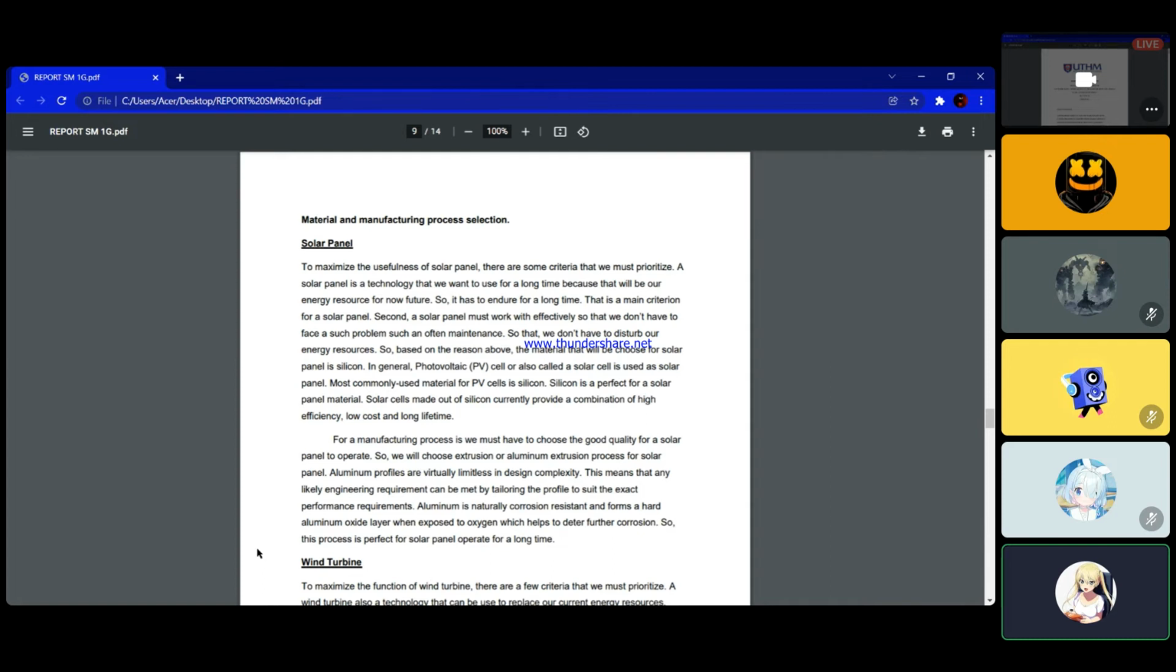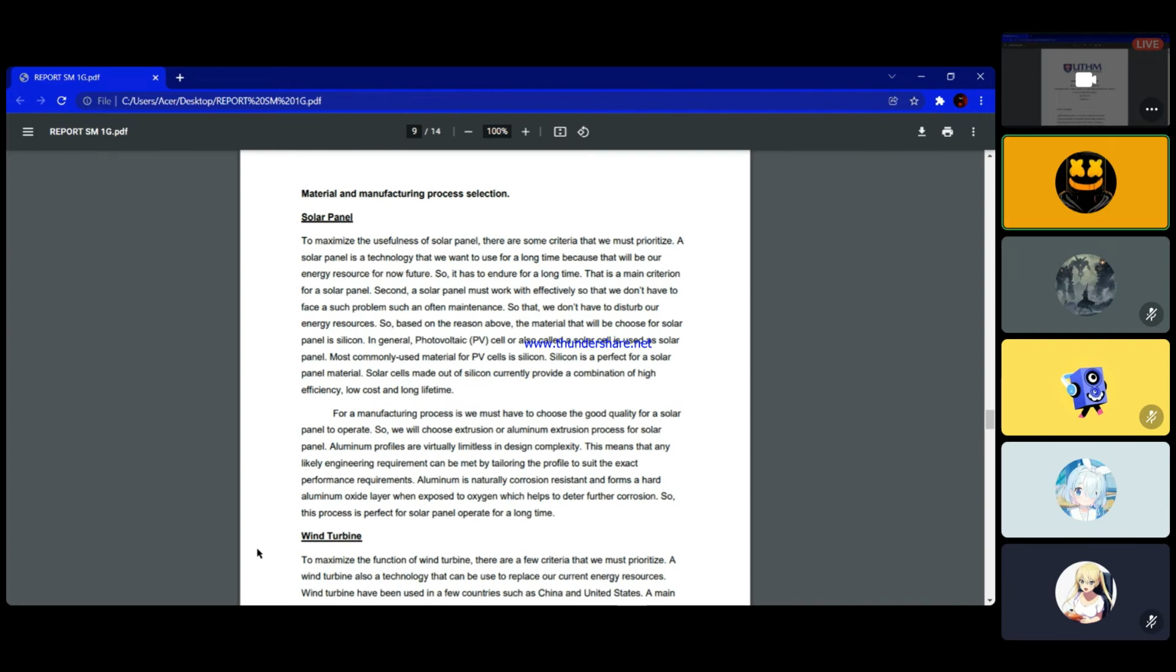Next, we move to material and manufacturing process selection. Okay, for material and manufacturing process selection in solar panels, to maximize the usefulness of the solar panel, there are some criteria that we must prioritize. A solar panel is a technology that we want to use for a long time because that will be our energy resource for now and the future. So it has to endure for a long time. That is a main criterion for a solar panel.